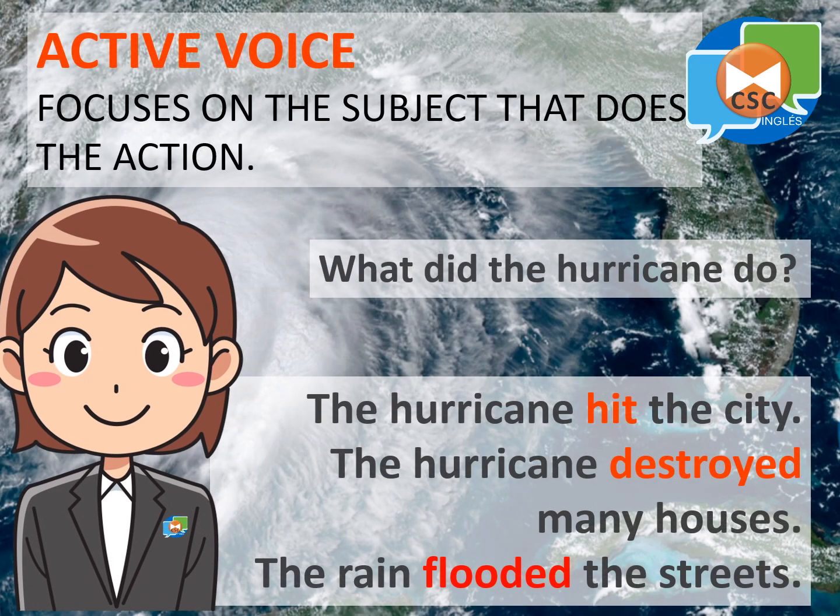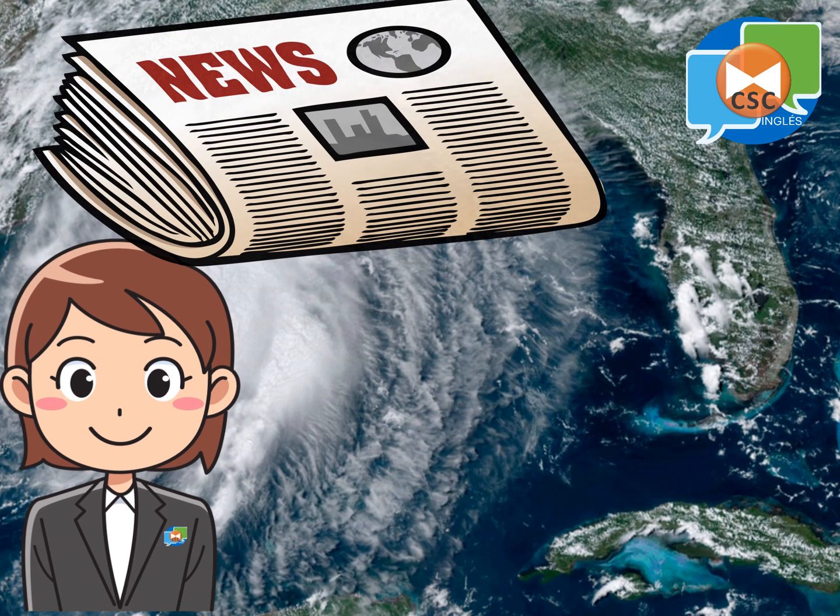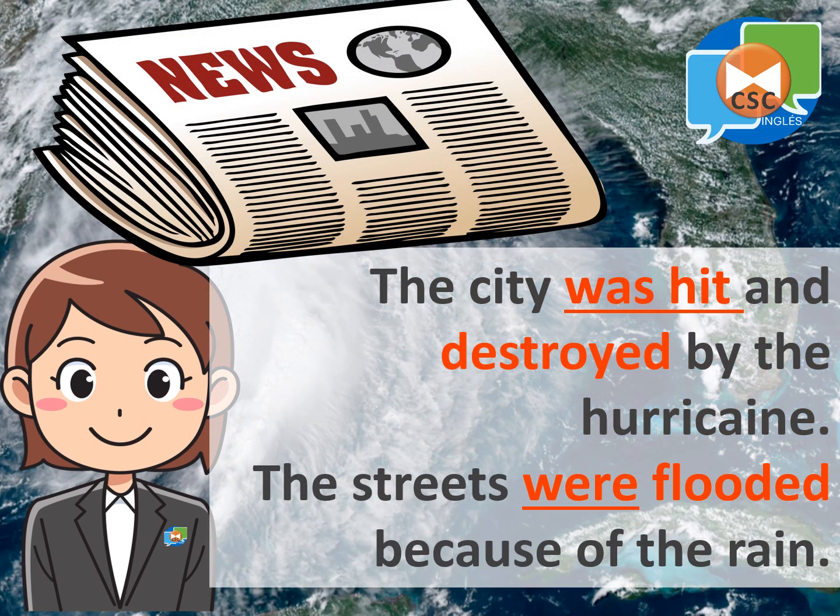Let's practice. Imagine there was a hurricane that hit a city and destroyed it. How would you change the following two sentences to passive voice, which is how you would hear them in the news? You could say, the city was hit and destroyed by the hurricane. The streets were flooded because of the rain. What other ideas can you think of?